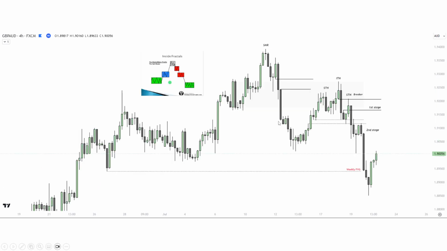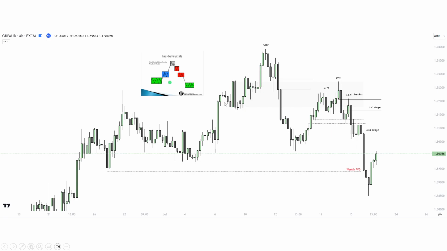And this is another example of a market maker sell model for GBPAUD. You have the original consolidation down here, and a first stage of accumulation right there. Smart money reversal, first stage of distribution, second stage of distribution. Okay, so where could the potential entries be right now? First of all, you have this breaker right there. So this could be a breaker entry.